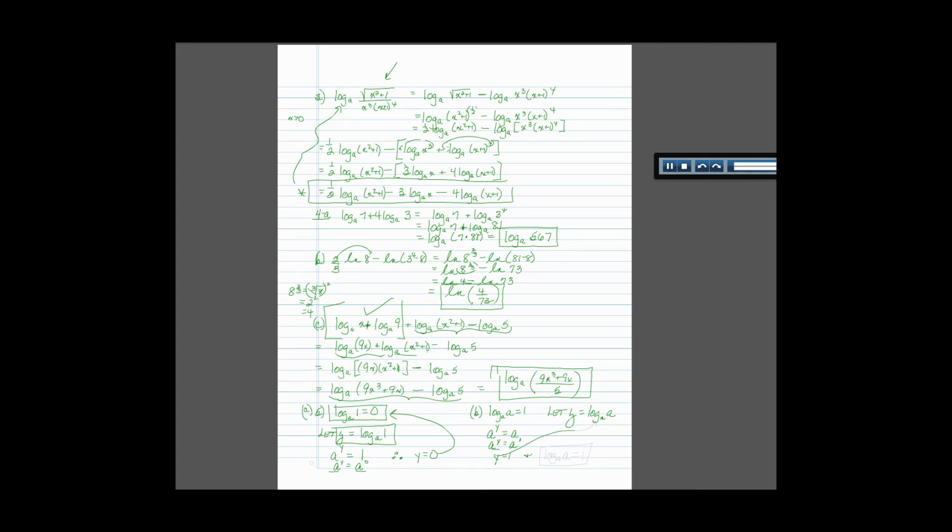And remember what y was? Log base A of A equals 1. And we just proved that. So there are some conclusions at the bottom of that page.